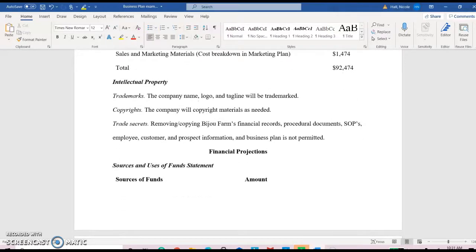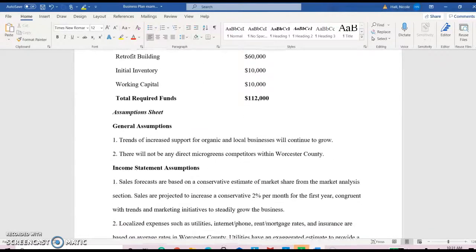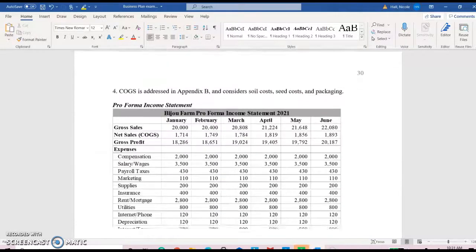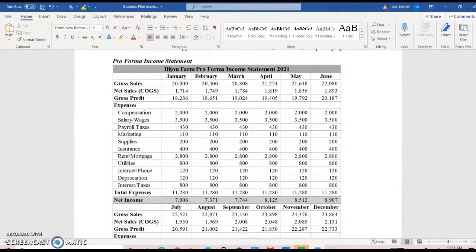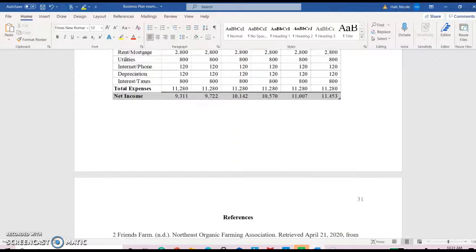And finally, the last section is the financial projections. For this section, I'm only requiring you to have a projected income statement. I recommend creating the projected income statement in Excel and then copying it into the Word document.